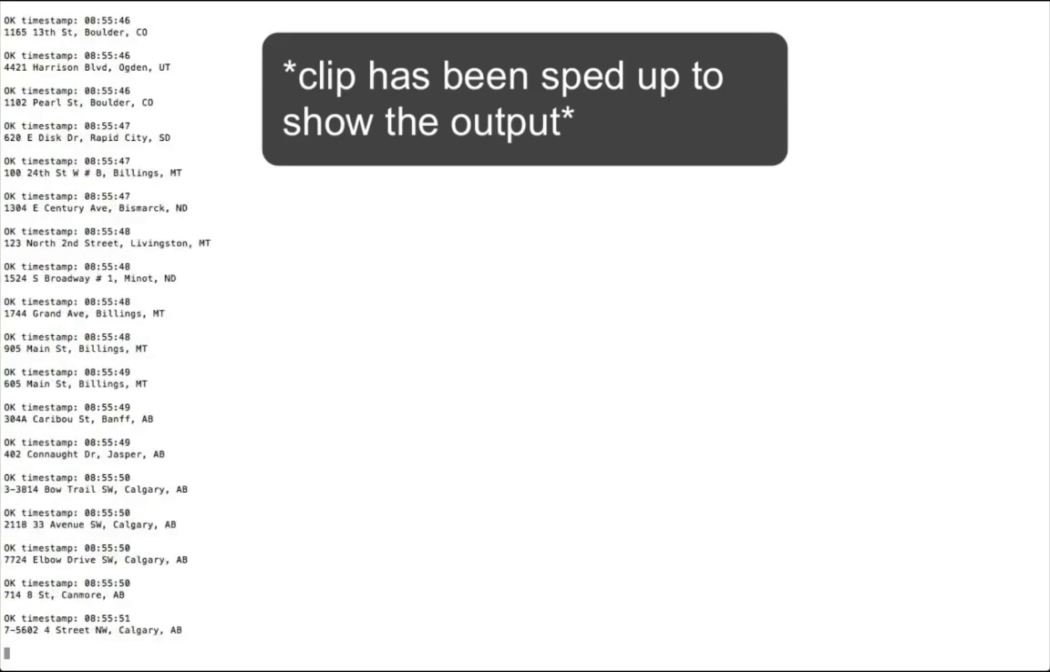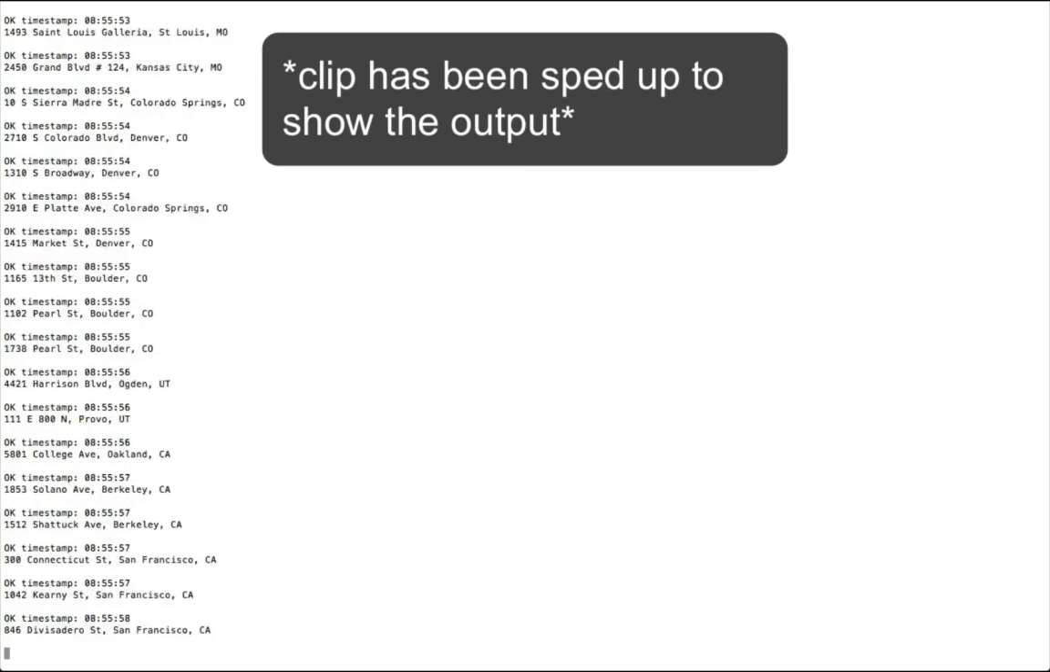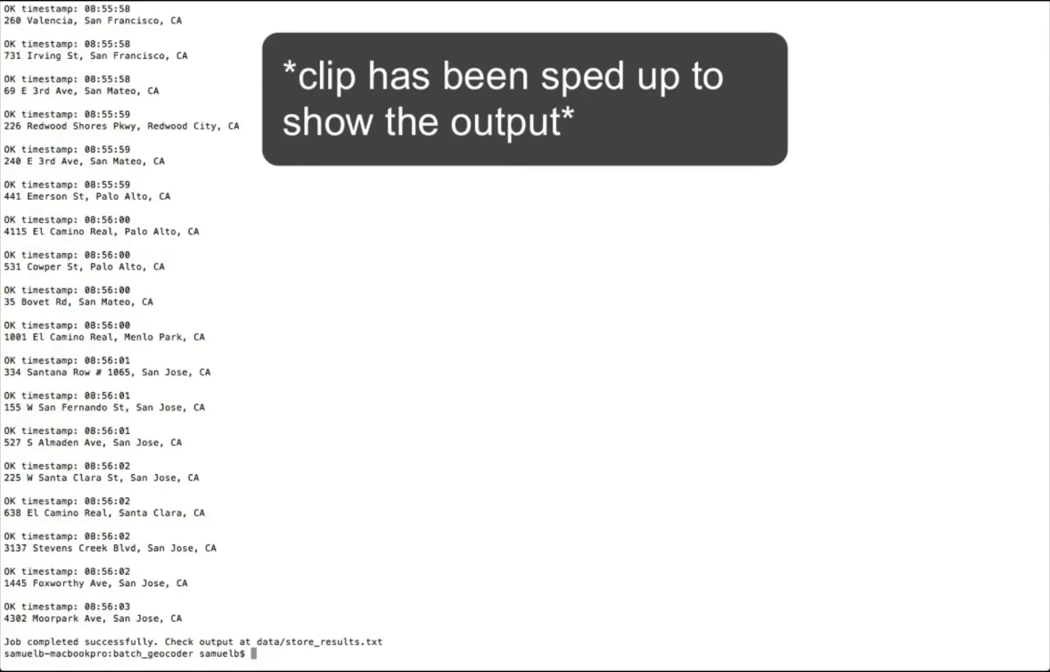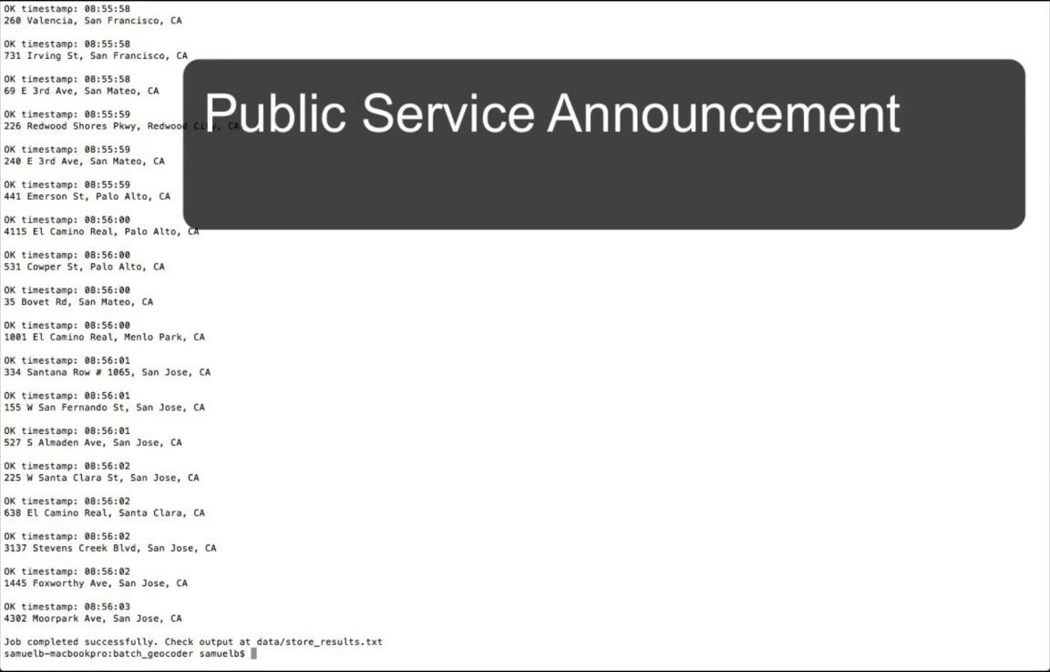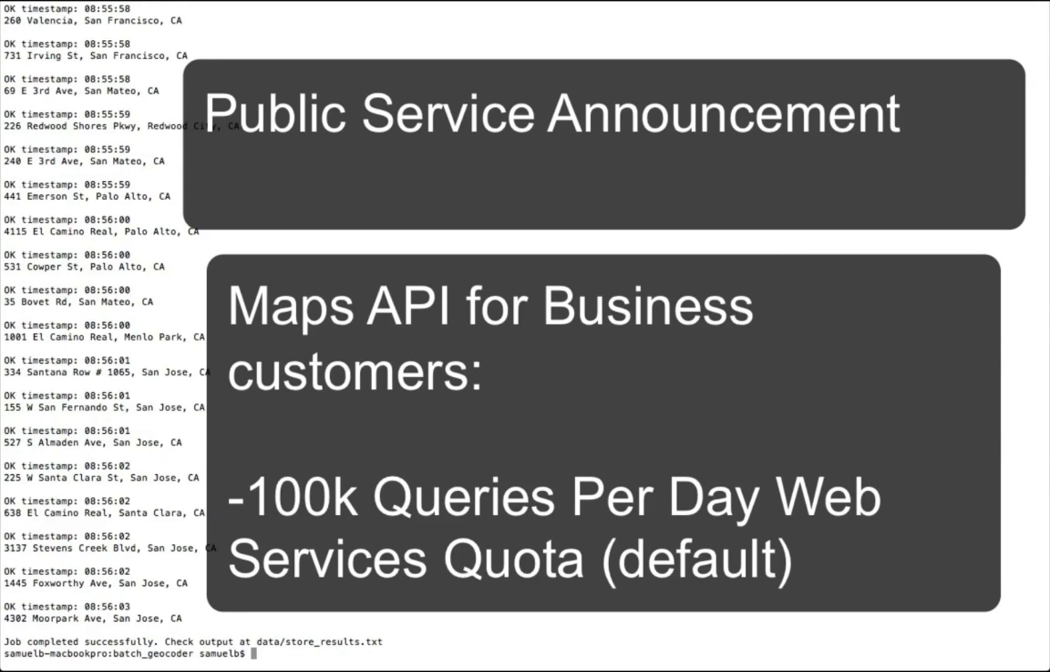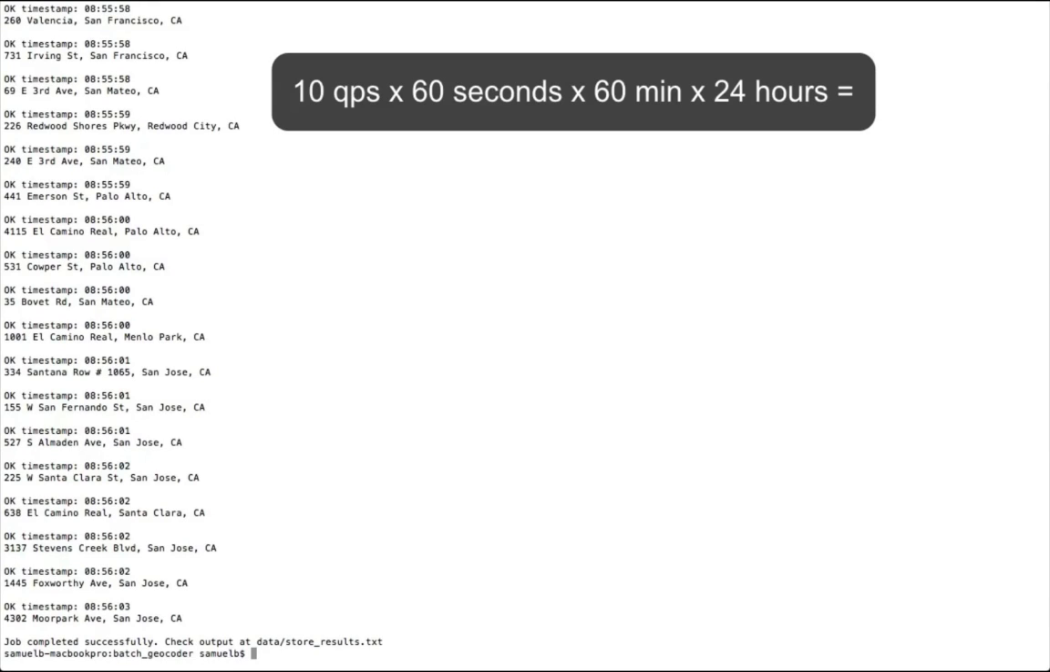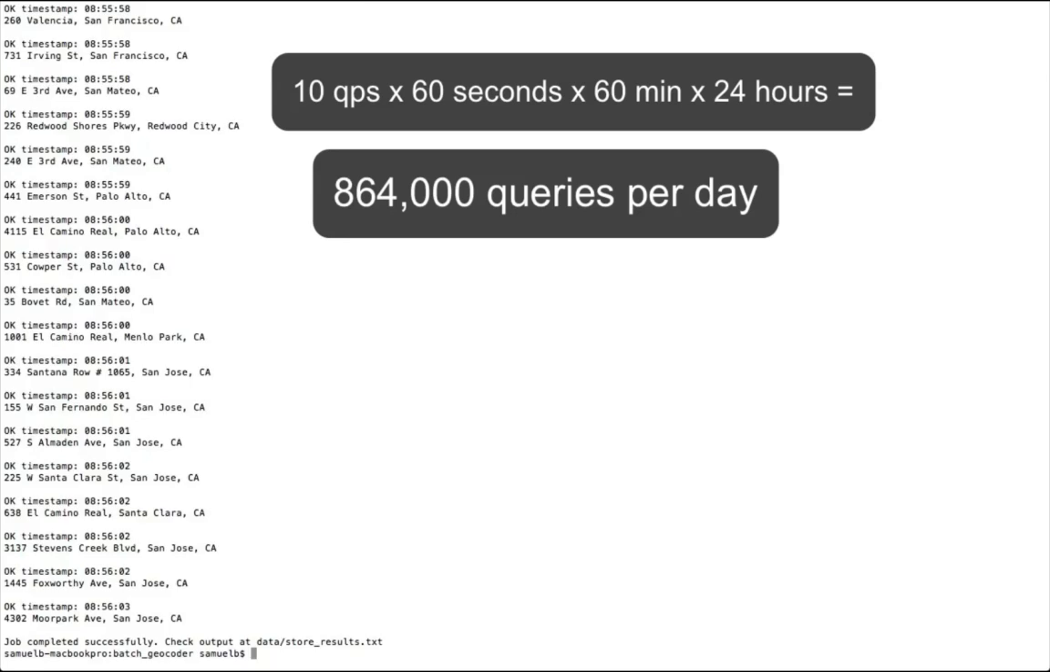Let's say we sustain a rate of 10 queries per second for a whole day. Well, we'll eventually encounter overquota errors. This brings us to our final public service announcement. Maps API for business customers are given a default quota of 100,000 queries per day. If we run our script at 10 queries per second for 24 hours, we'll have made 864,000 requests.